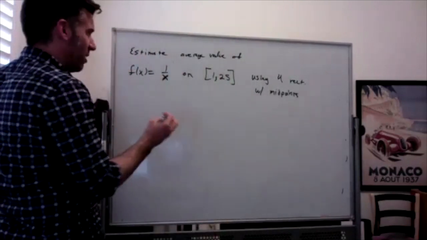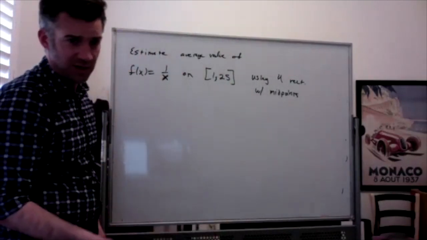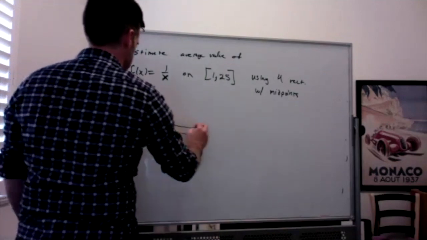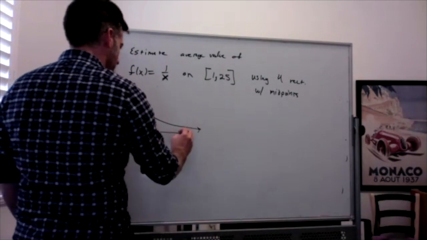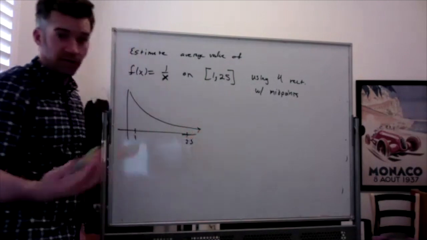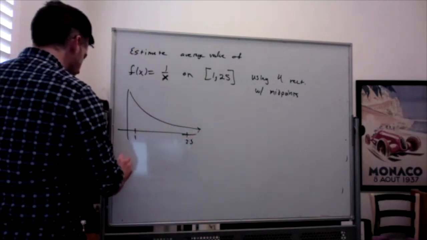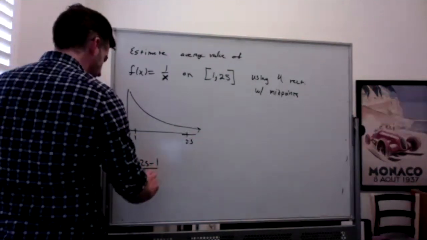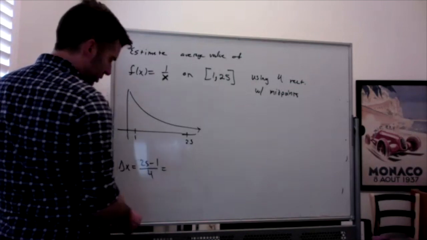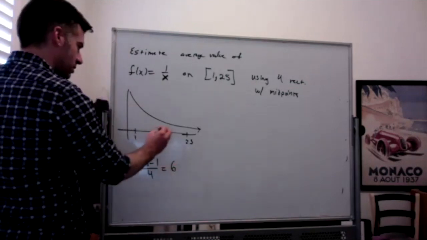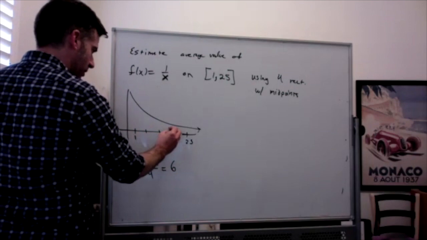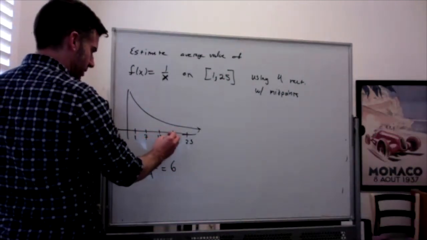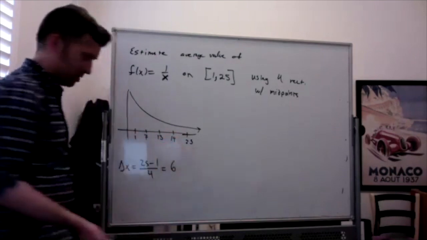So I still like to draw a picture, even though we totally don't need to, but it's still worthwhile. So here's my picture, and here's 1, and here's 25, and I'm going to break that up into 4 equal length subsections. So my delta x, the length of each subinterval, is my total length divided by 4, which is 24 over 4, which is 6. So 1 plus 6 is 7, 7 plus 6 is 13, 13 plus 6 is 19, 19 plus 6 is 25.